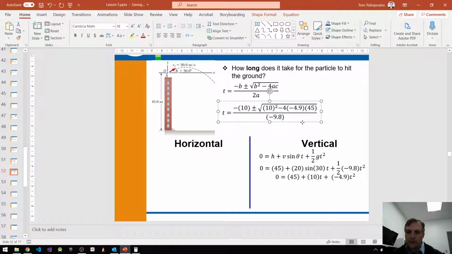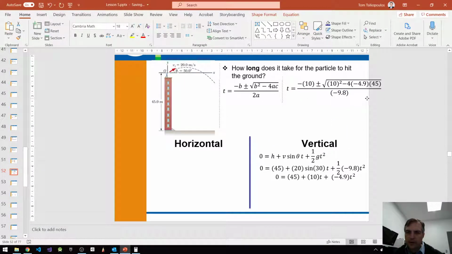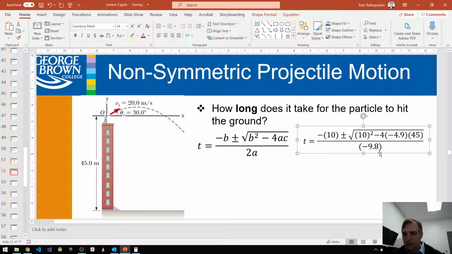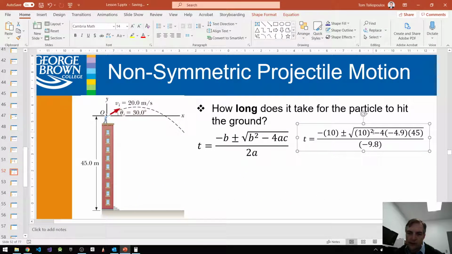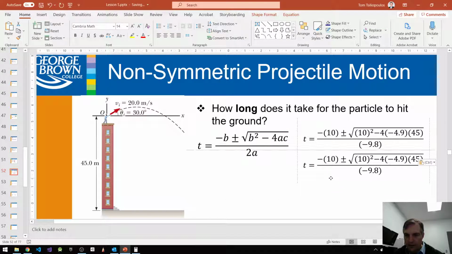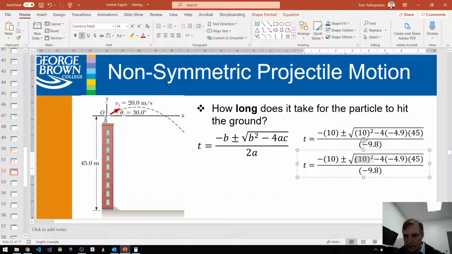Let's do some simplification. So I'm going to bring this up, and just for our purposes, I'm going to drop that size just so we can see it on the same screen. There we go. So we want to simplify this. Let's make sure we have everything in place. A, negative 4.9, right? That's what it would have been. C being 45. B being 10 squared, which is just equal to 100. So let's do that. So again, it's negative 10 plus 100.